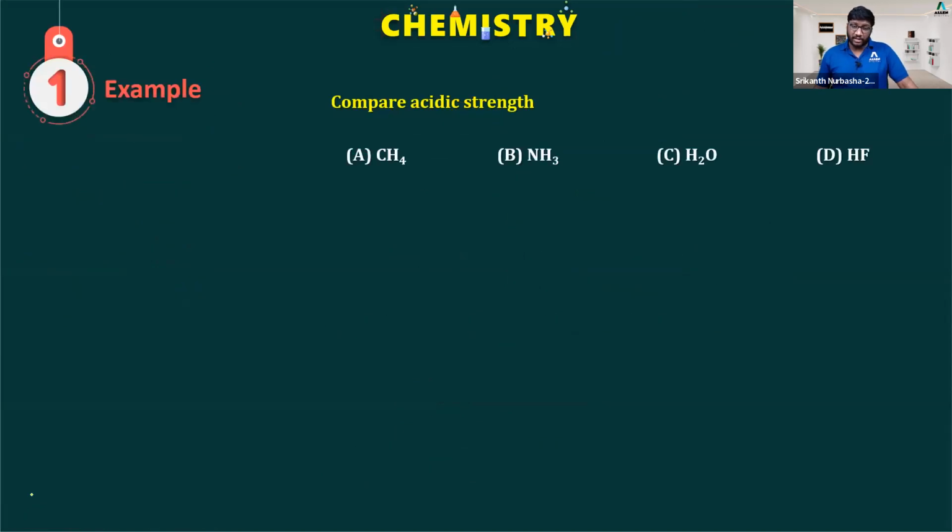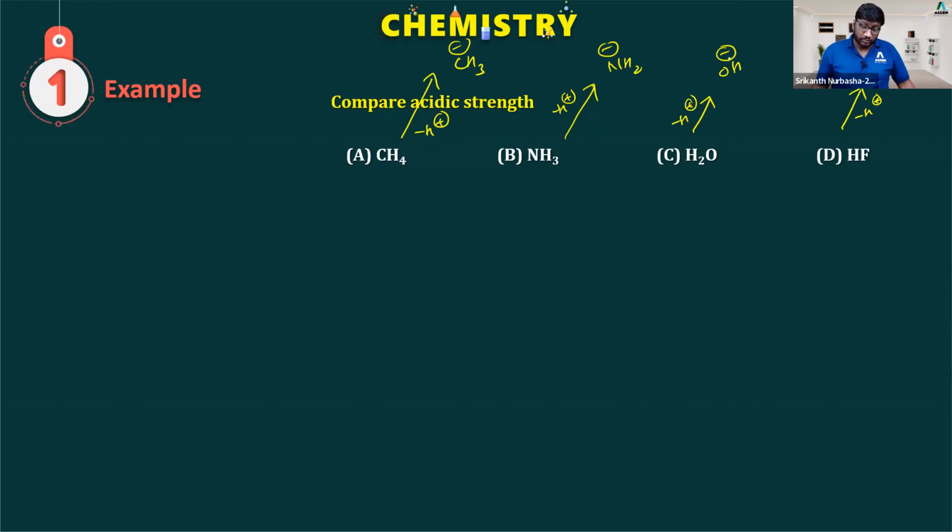Try to compare acidic strength here. You have to compare just by dissociating the H plus, producing the respective conjugate base, and comparing the stability of the conjugate base. Upon loss of H plus, CH4 produces CH3 minus. NH3 produces NH2 minus. H2O produces OH minus. HF produces F minus. CH3 minus, NH2 minus, OH minus, F minus, which is more stable?